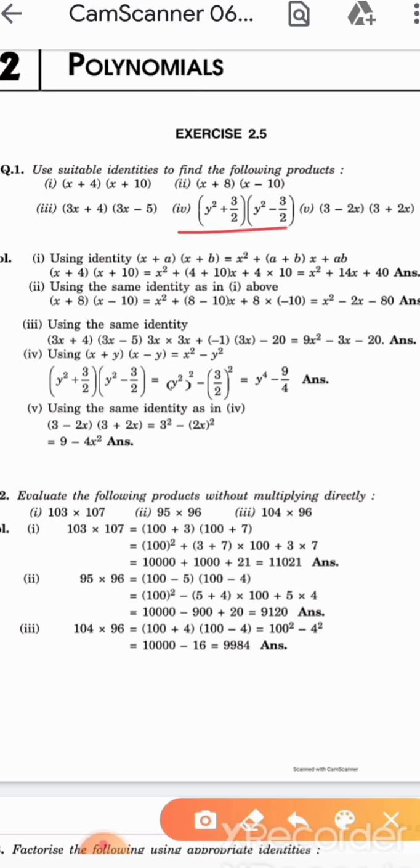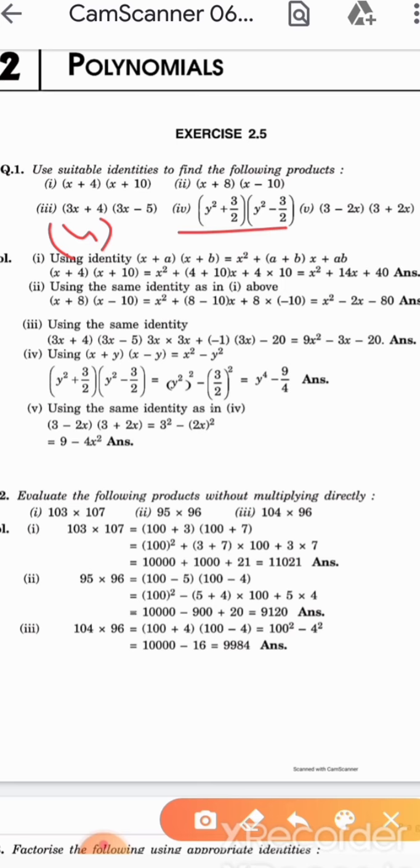In question number 4, again we have to multiply two brackets. The first bracket is (y² + 3/2) and the second bracket is (y² − 3/2). Here we write our identity number 4. Again we use identity number 4 for the two-bracket multiplication. Write identity number 4: (x + a)(x + b) = x² + (a + b)x + ab.